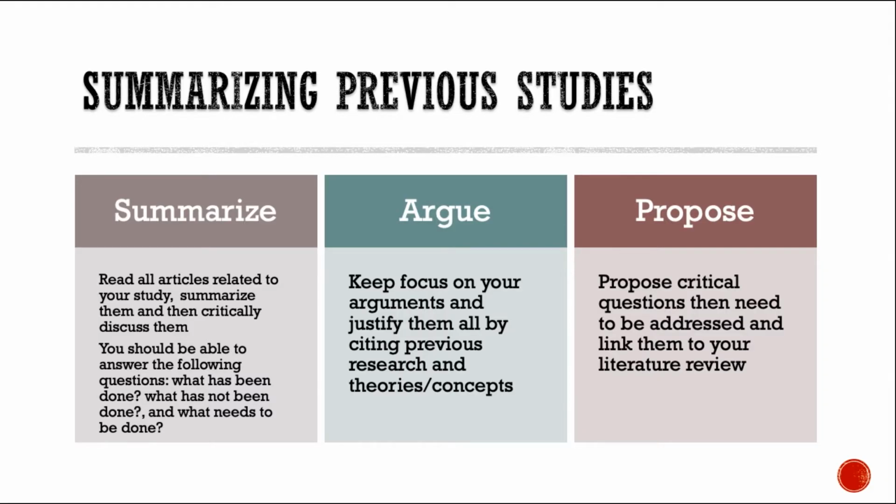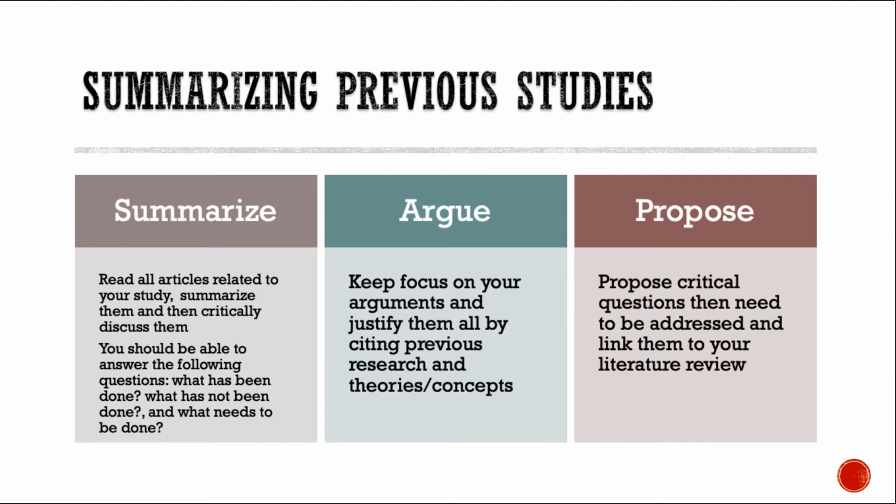So how do we summarize our previous studies? First, in order to have a very fruitful, effective and efficient review of the literature, you have three key aspects or ways to follow. First, you summarize, then argue, then propose. Summarizing means that you read all articles related to your study, summarize them, and then critically discuss them. You should be able to answer the following questions when you are summarizing and discussing these studies.